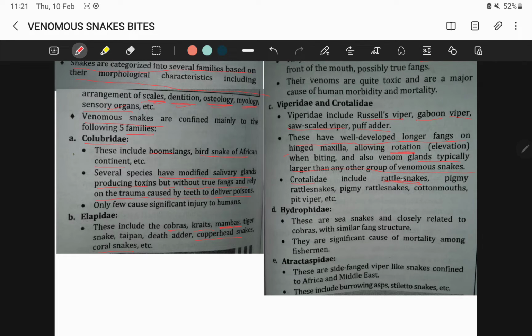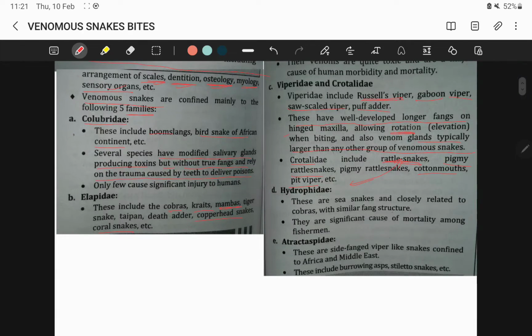Viper and rattlesnake are like the same family. Pygmy rattlesnakes, the same thing is written here twice, and then cottonmouth and pit viper. Rattlesnakes and pit vipers are the Crotalidae, but Russell's viper is Viperidae. They have well developed long fangs on the hinged maxilla, so that will cause rotation, right?